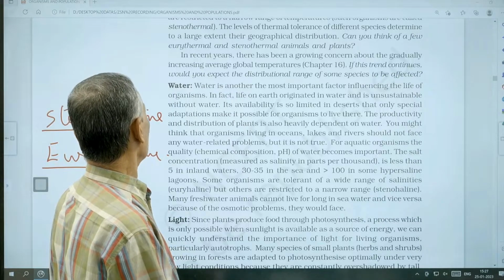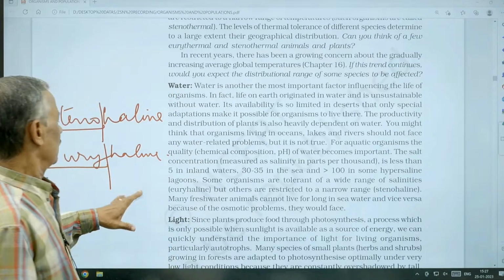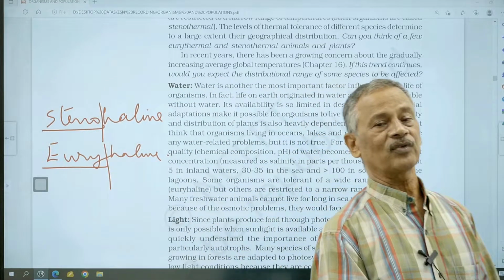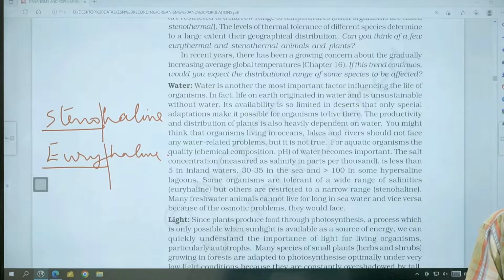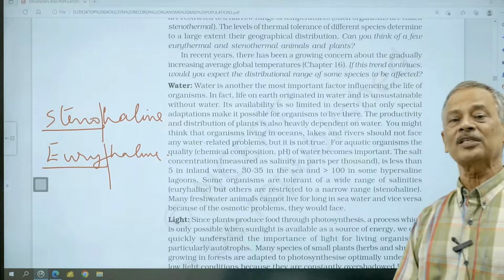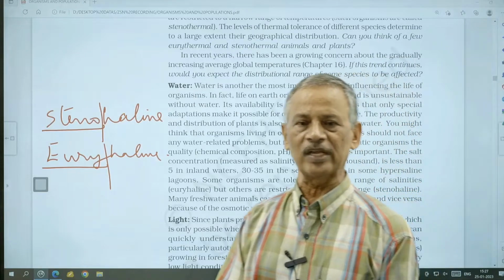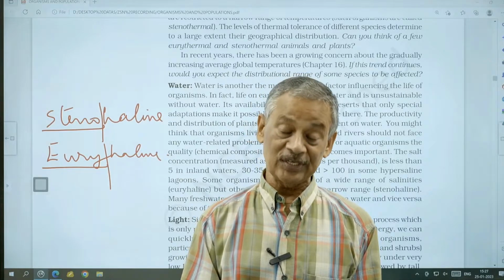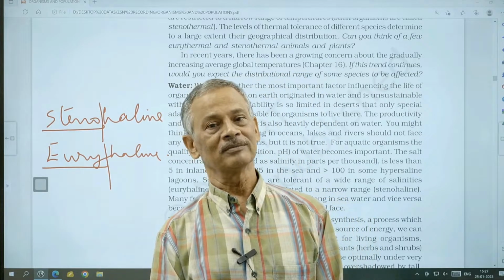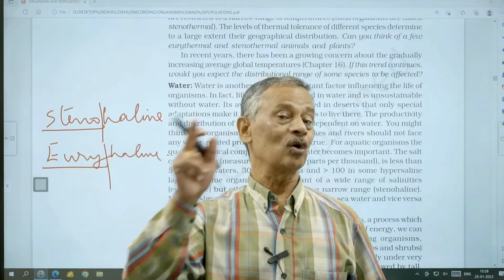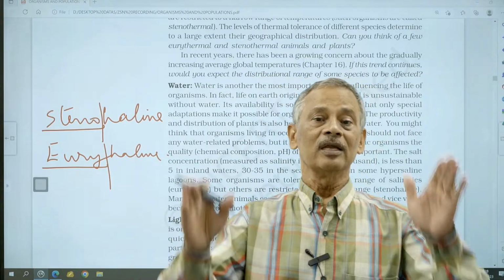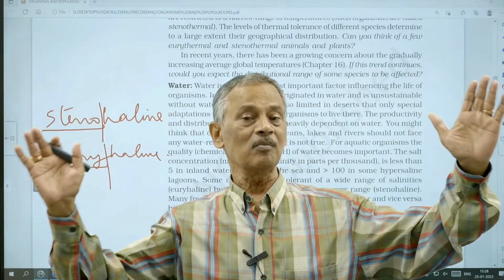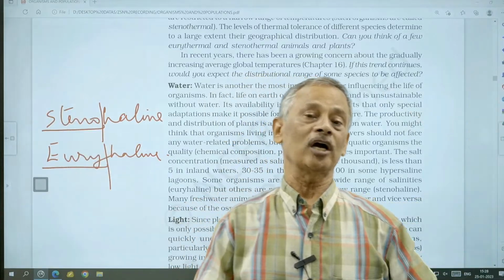Okay, so that is water. Light. Light and heat are from the same source, namely the sun. And as the temperature goes on changing from season to season, the amount of light is also changing. Intensity of the light is also changing. Duration of light is also changing. In winter season, daytime is very short. Whereas in summer, daytime is comparatively longer.